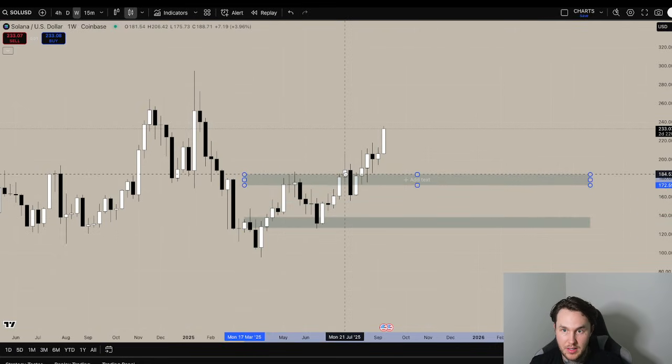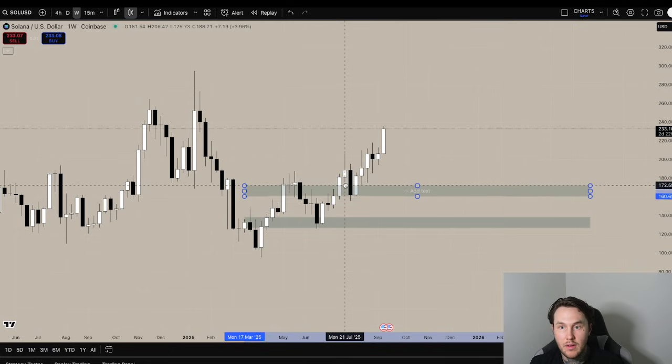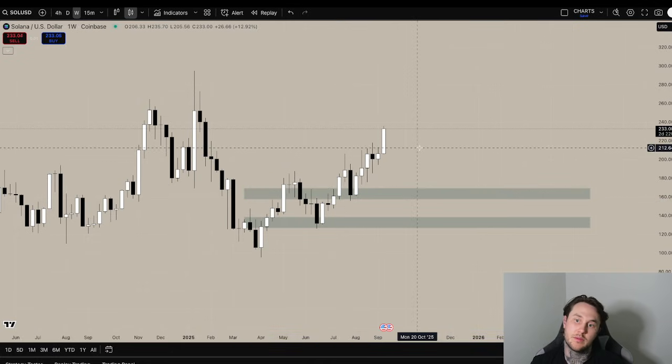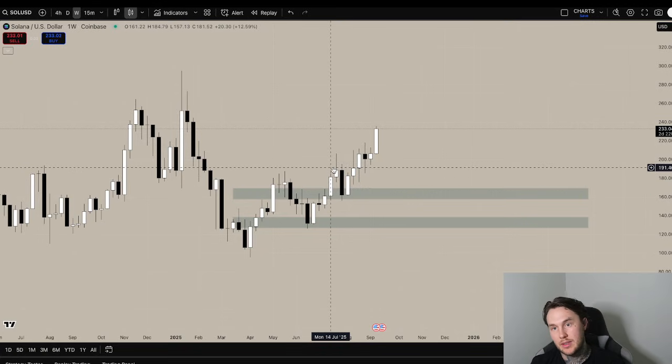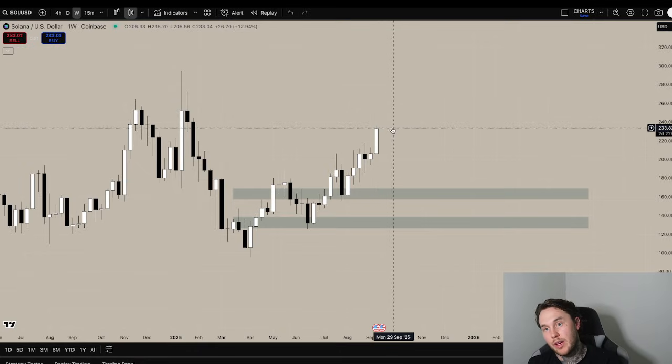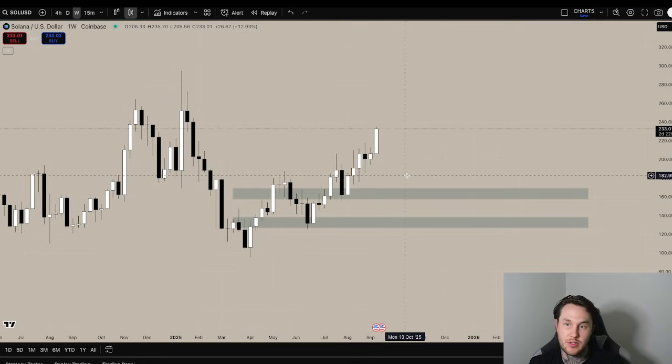So as you can see here, call this a support. We bounced up, came back down, bounced up, broke through, came back as support. We still are waiting for a retracement. This candle is looking very, very, very strong at the moment.